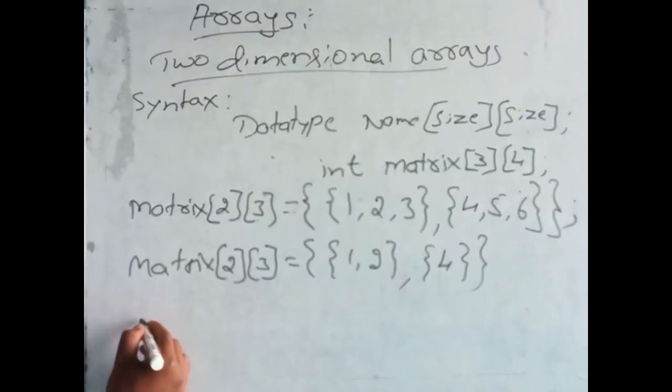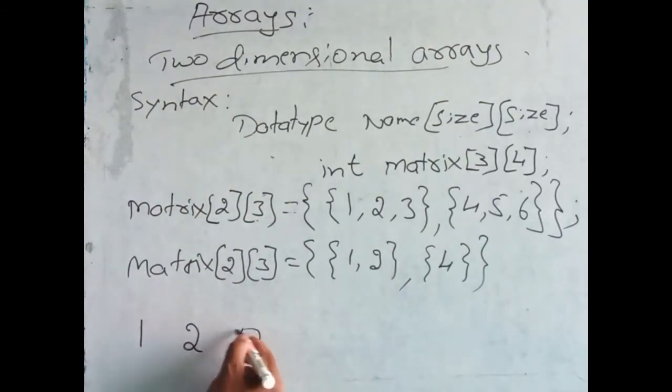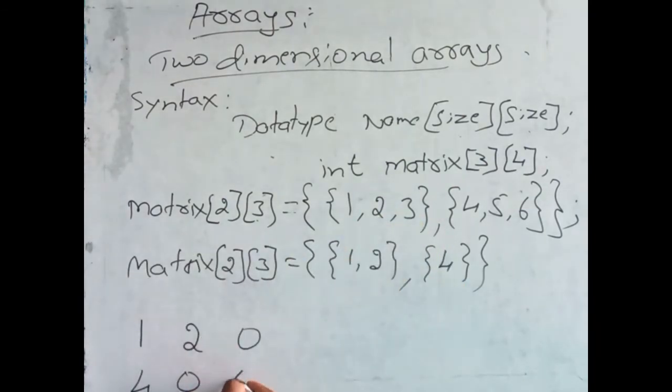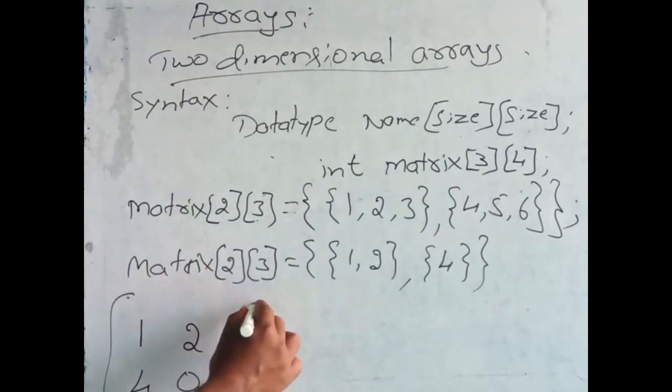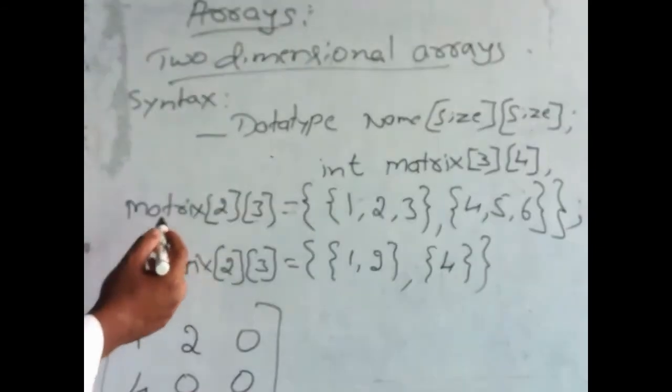It will take 1, 2, and the third element is not there, so automatically it will take 0. In the second row, 4, the remaining 2 elements are not there, so it will take 0, 0. This is the matrix. Clear? This is a 2-dimensional array. Clear about the syntax and how to write?